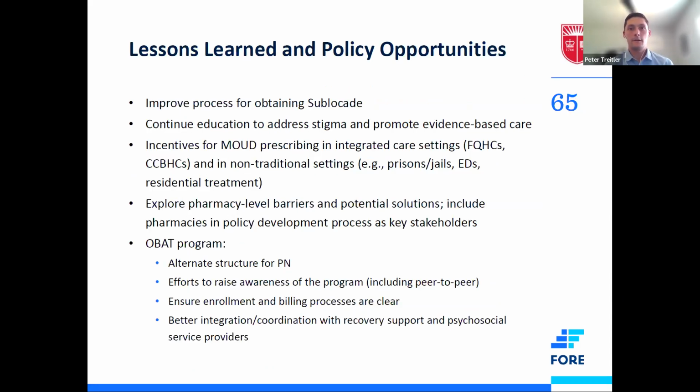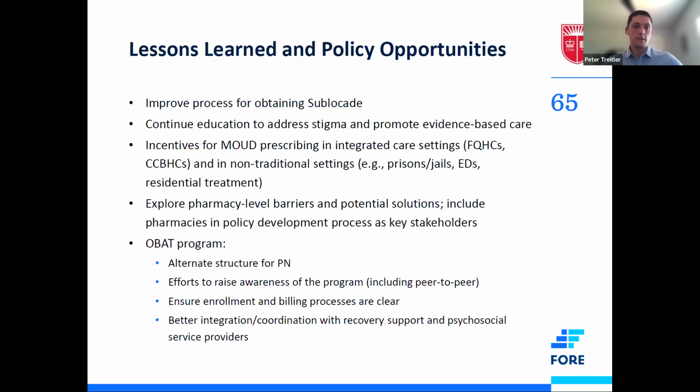And then some other lessons learned and policy opportunities, mainly from the interviews. Working out improved processes for obtaining Sublocade so that it's more of an option for patients who could benefit from it. Continuing education through the COEs or other organizations to address stigma and also promote evidence-based, uniform care. Incentives for prescribing in integrated care settings and non-traditional settings where medications remain underprescribed. And then exploring the pharmacy level barriers and potential solutions.